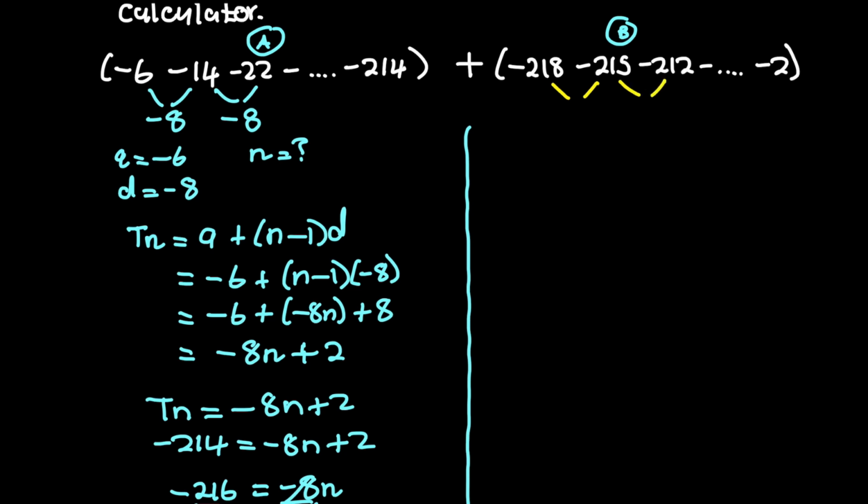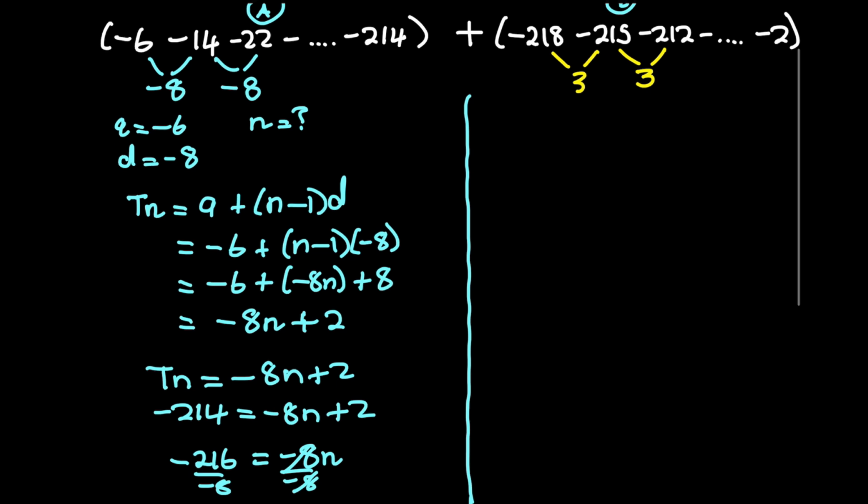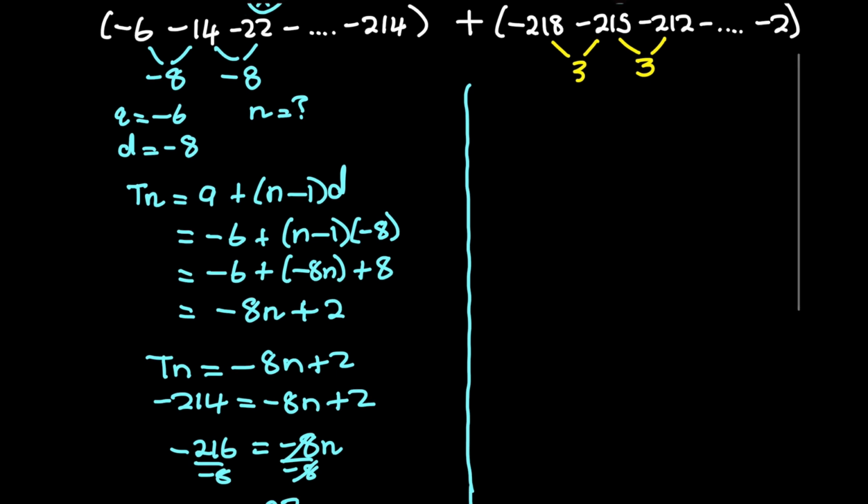Don't forget to analyze. So we find out it's an arithmetic series. Negative 215 minus negative 218 gives 3, so our difference for this series is 3. We have our a equal to negative 218, and our difference equal to 3. Now we need the number of terms. It's the same procedure. We have to find the general term of our series.